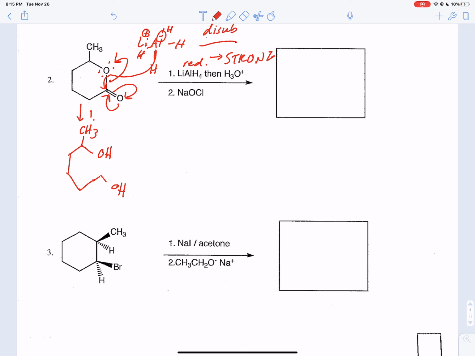The eraser is huge. Okay, make sure I didn't erase any carbons. 1, 2, 3, 4, 5, 6. 1, 2, 3, 4, 5, 6. Okay, so we formed these two alcohols.